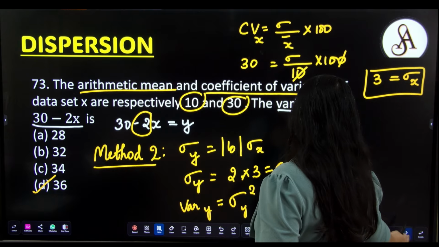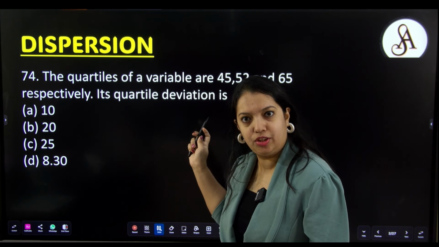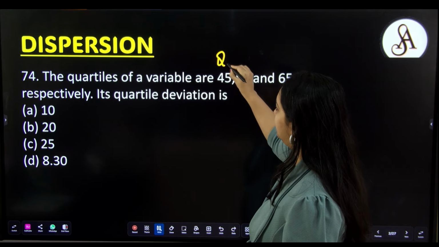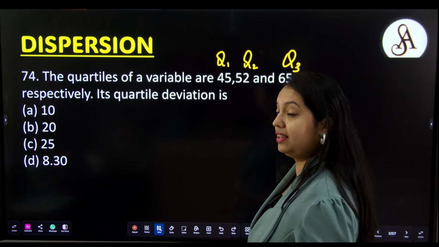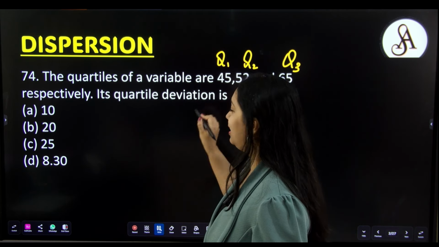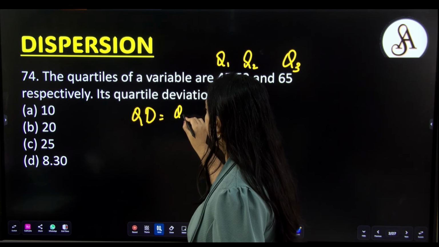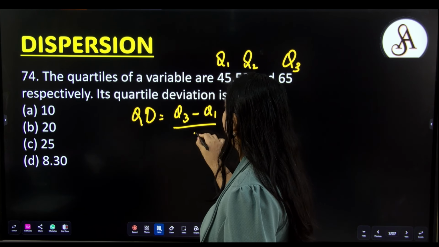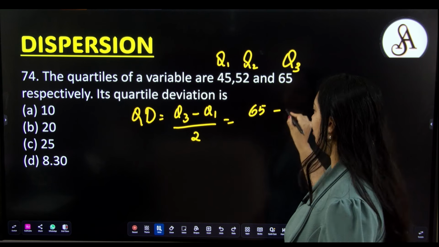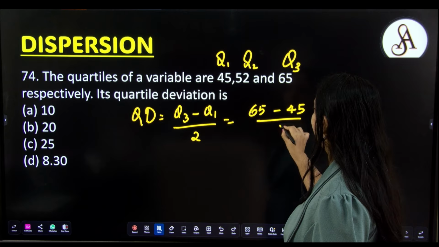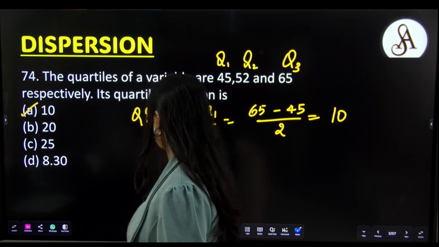Next question. The quartiles are... remember whenever they are giving you 3 quartiles, the smallest number is taken as Q1, middle one Q2 and last Q3. There are only 3 quartiles. Quartile deviation is dash. Very simple question. Quartile deviation is given as Q3 minus Q1 divided by 2. This question is there even from your ICAI module. 65 minus 45 divided by 2, 20 by 2, value is equal to 10. Option A.